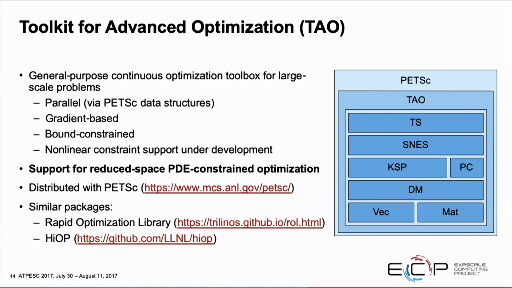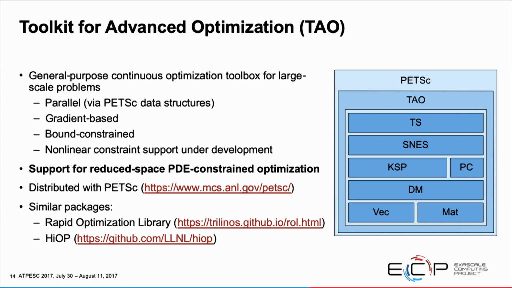And TAO is using that information to solve the inverse problem. And it could, in principle, exist as a separate package, and it used to be. But we distribute it with PETSc, and you can download it here. There are other similar packages. The Rapid Optimization Library is a similar package that is based on Trilinos infrastructure. And then there's also HiOp, which is essentially a parallel version of the interior point method.